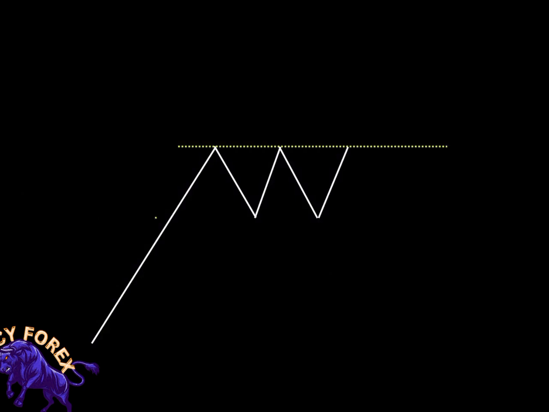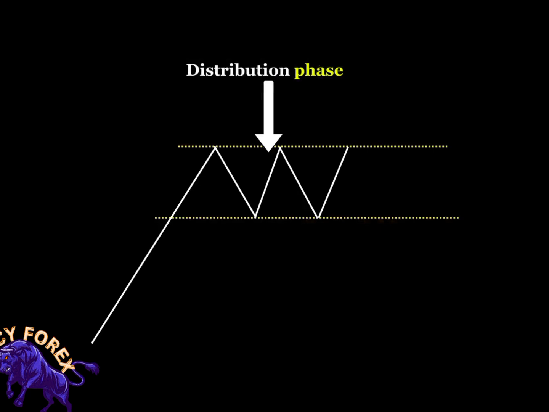Here's how it unfolds, beginning with the first phase, distribution. Price consolidates, forming a tight range, but behind the scenes, smart money is offloading their long positions, selling into strength while retail buyers pile in.